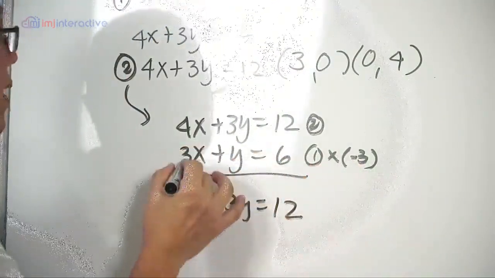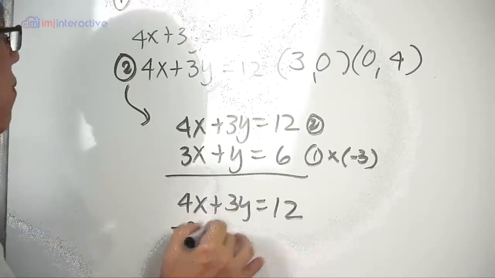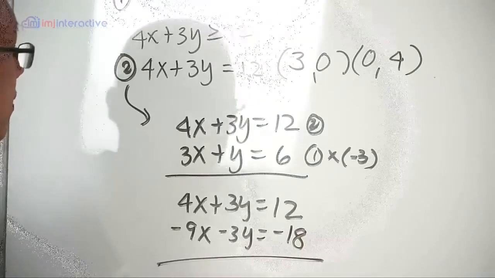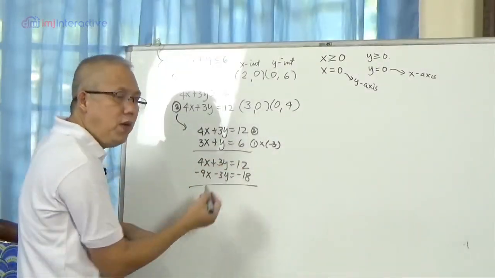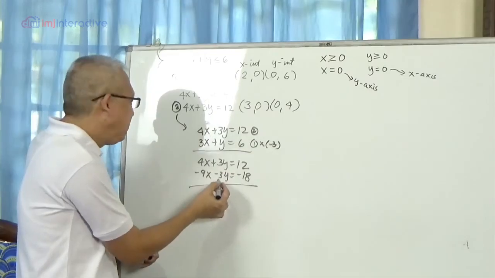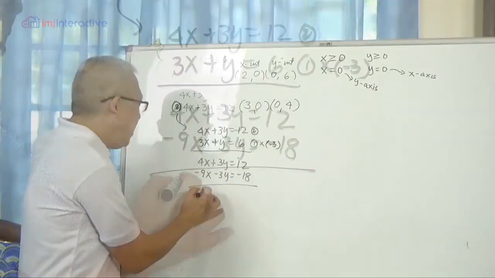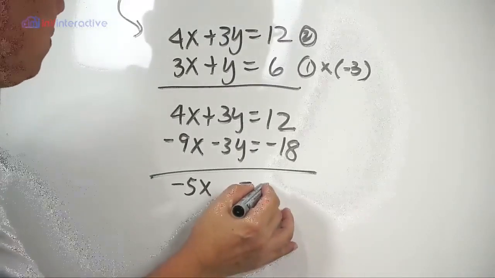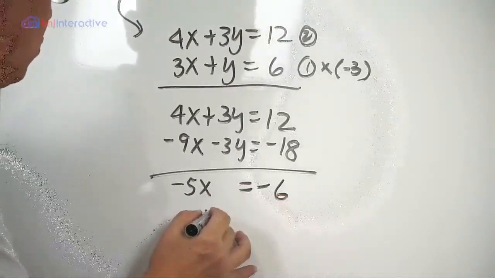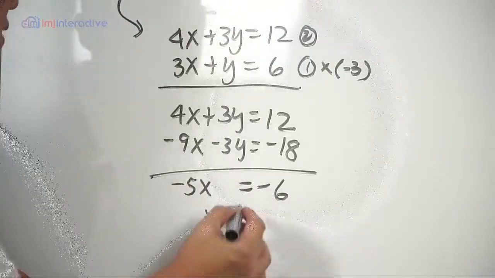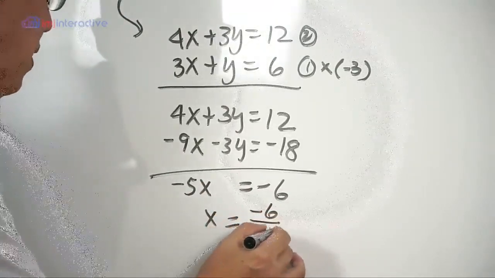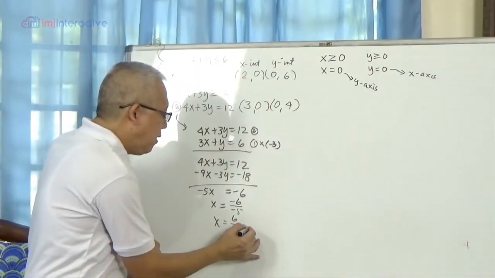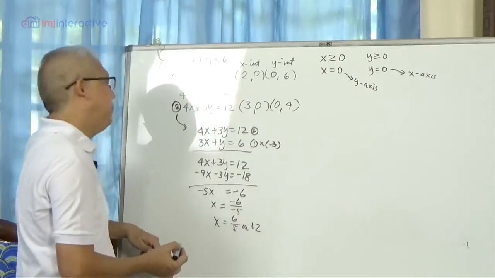If you multiply this by negative 3, you will get negative 9x, negative 3y, negative 18. Now, you can add the two equations. This one will give you 0. 4 minus 9 is negative 5x. And this one will give you negative 6. So, solving for x, divide both sides by negative 5. You have negative 6 divided by negative 5, or x equals 6 over 5. Change that to decimal. That is 1.2.